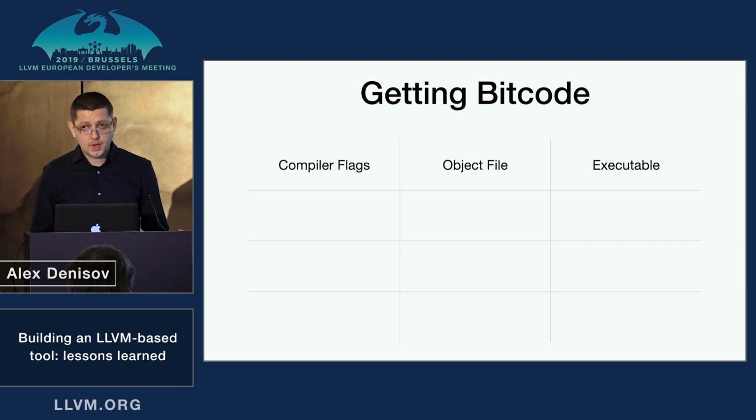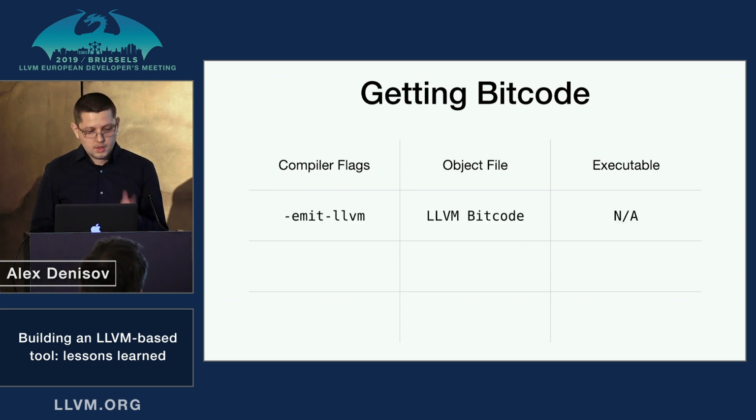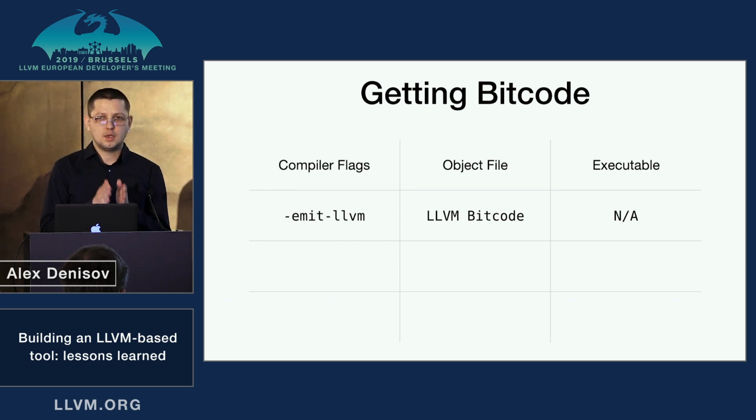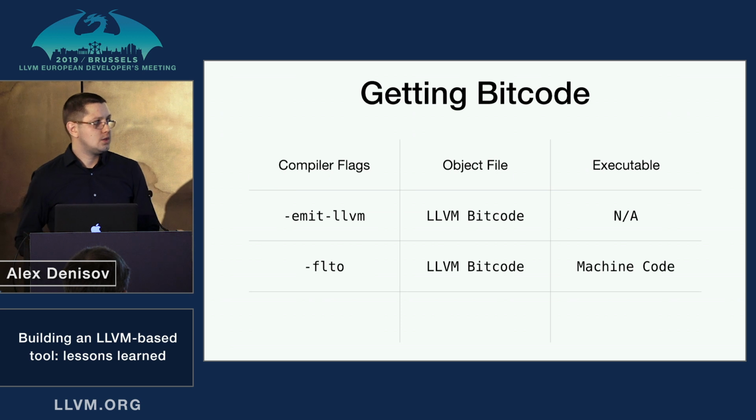Instead, there are some other ways to do that. So this is kind of a compilation pipeline. If you call Clang with the emit-llvm flag, then instead of an object file, you get LLVM bitcode or LLVM IR, and you don't get an executable. The second option is to call -flto. In that case, instead of object files, you will get LLVM IR or LLVM bitcode, and you will also get an executable, like a normal executable.